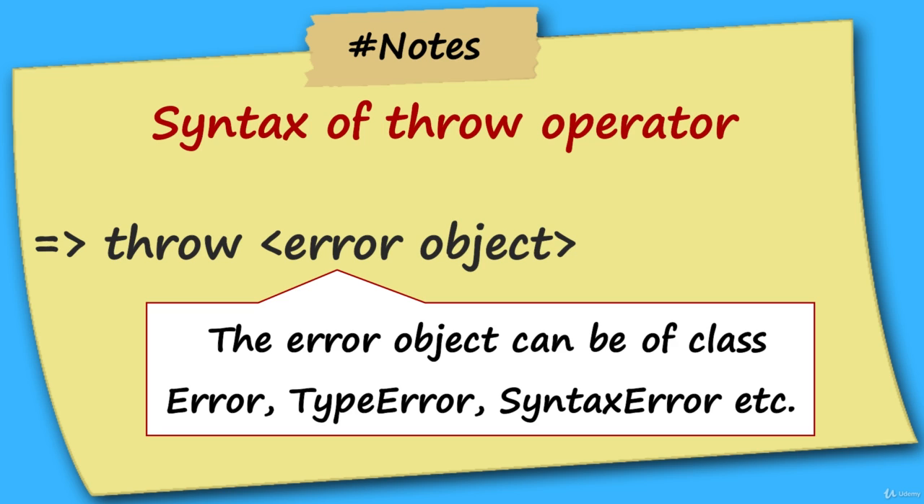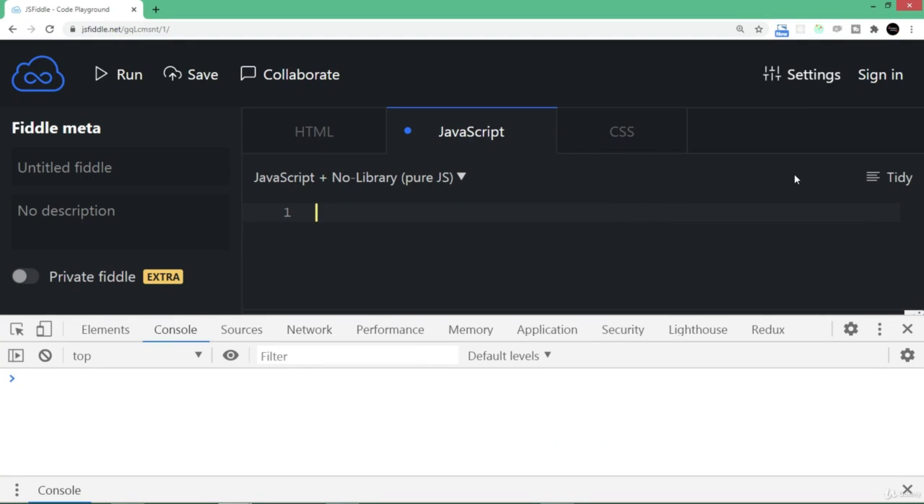Let's try this practically as well. For example, we need to have age greater than or equal to 18. If it is less than 18, then we want to generate a new error saying age error. So I'll say let a is equal to 8, let age error. Now this is going to be the object where I'll say equal to new error. Error is the class from which this age error object is created.